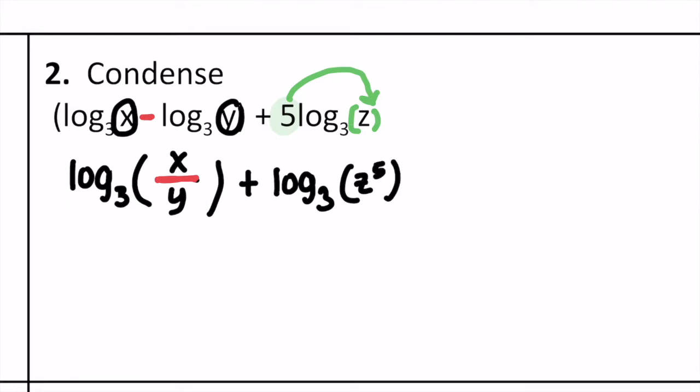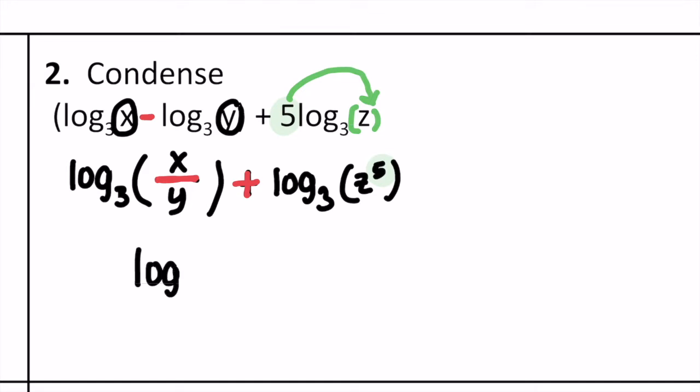I have to do that because I can't condense these two logarithms unless the second one does not have a coefficient. So I had to change that coefficient before I could bring these two new logarithms together. And I'm going to bring them together because they have the same base. There is addition in between, which means I can consolidate them by multiplying their insides.